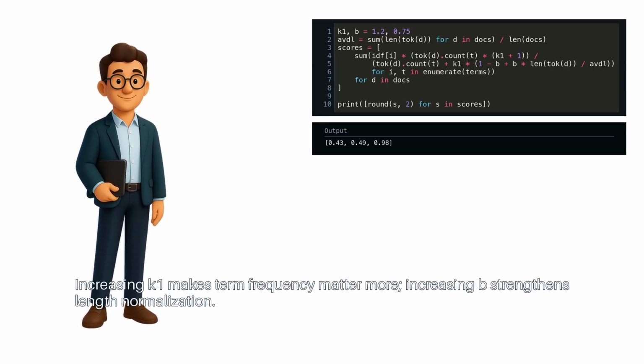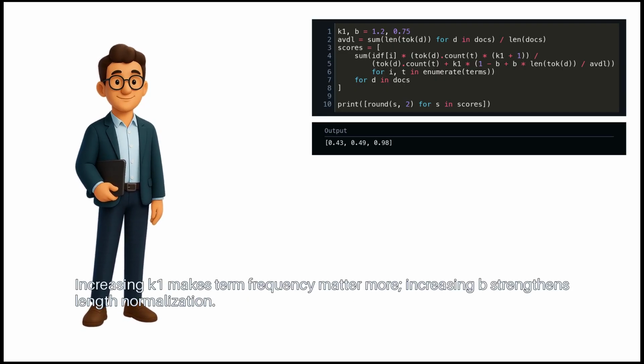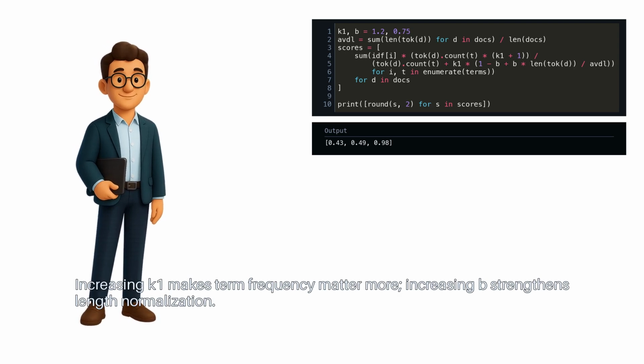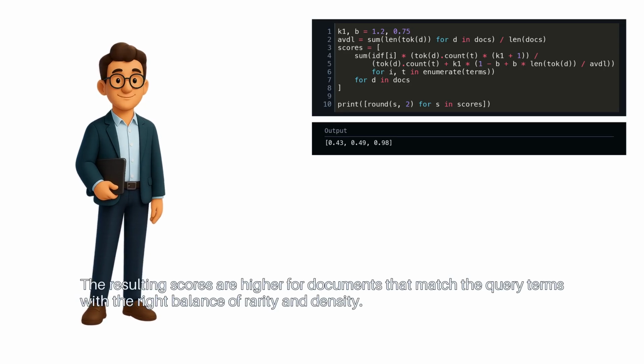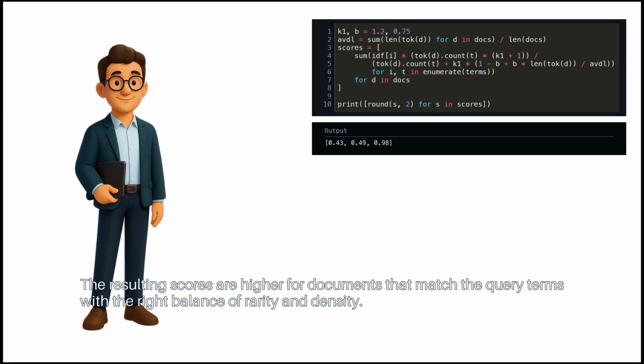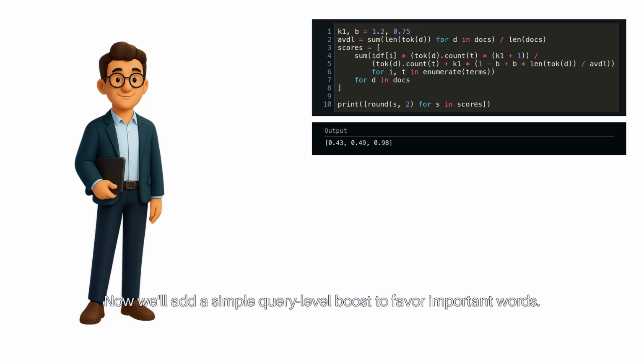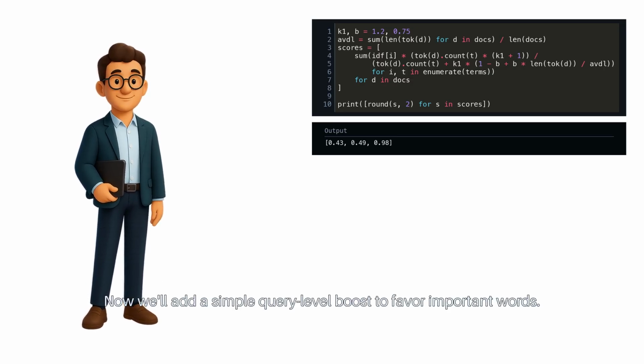Increasing K1 makes term frequency matter more. Increasing B strengthens length normalization. The resulting scores are higher for documents that match the query terms with the right balance of rarity and density. Now we'll add a simple query level boost to favor important words.